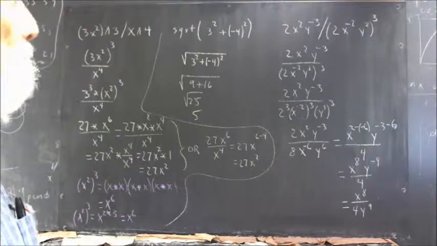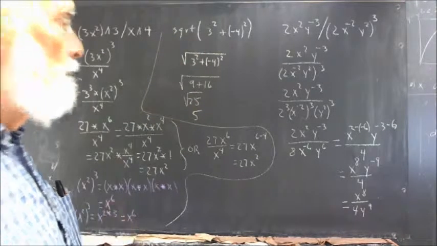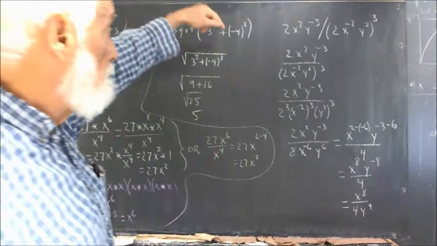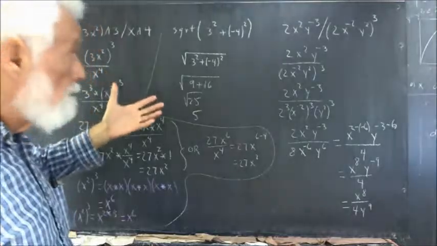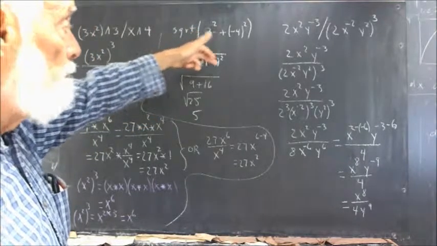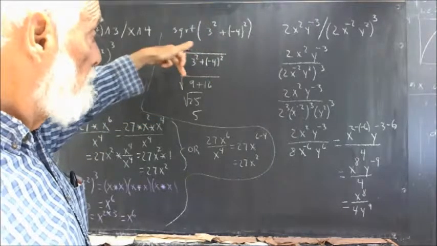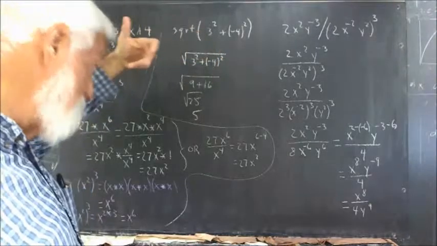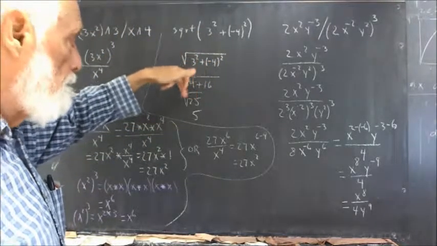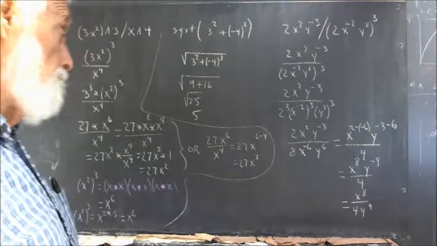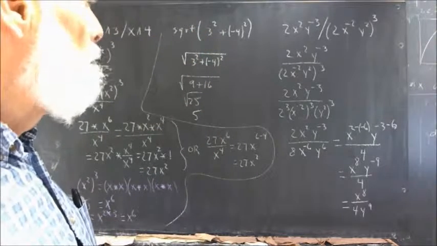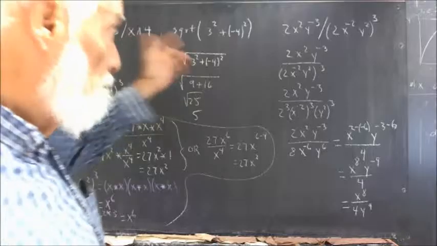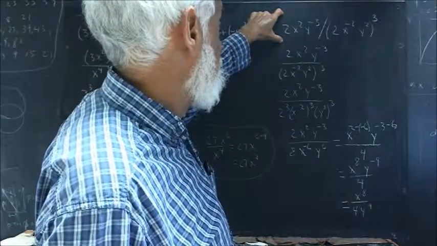Okay, then we simplify a couple more. The square root of 3 squared plus negative 4 quantity squared. Very straightforward. 3 squared plus the square of negative 4 is the square root of 9 plus 16. 9 and 16 is 25. The square root of 25 is 5. And I don't think anybody is going to have any difficulty with problems of this nature. Okay, another expression.